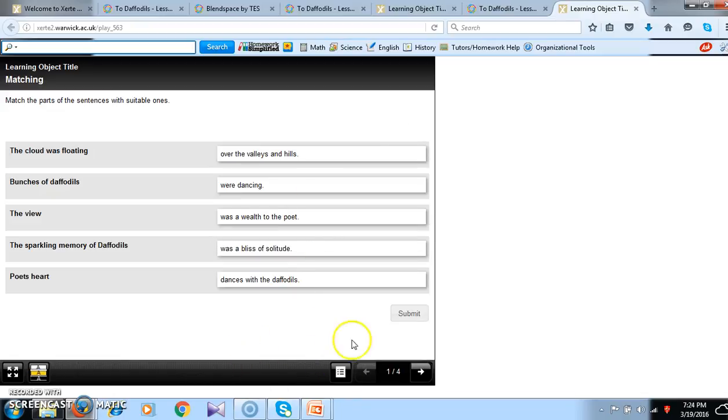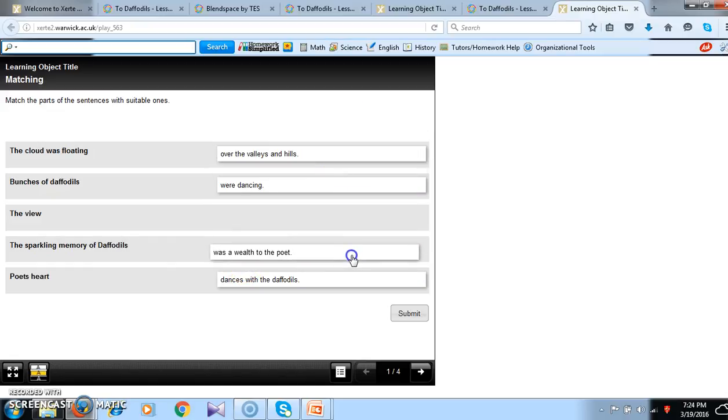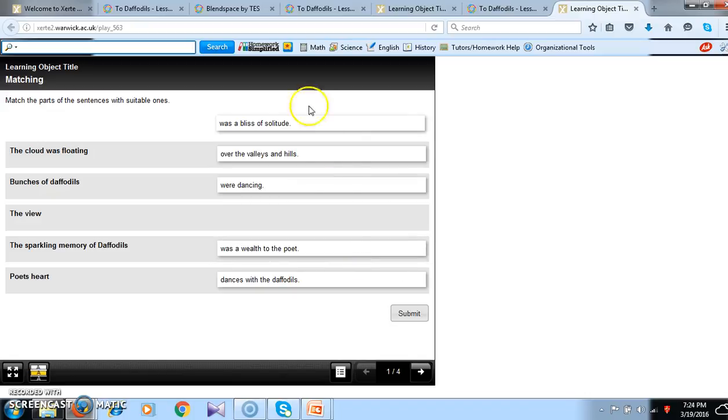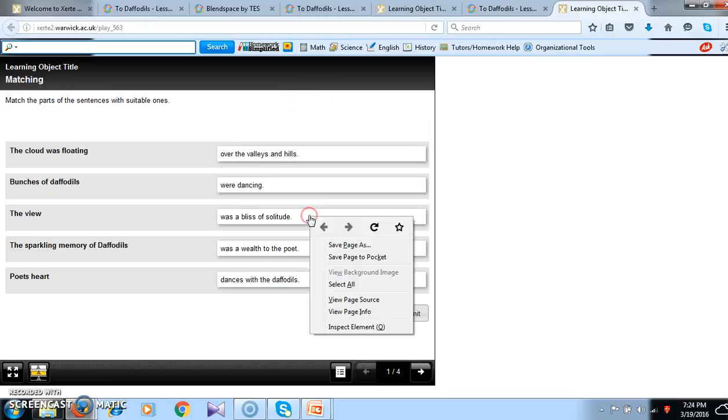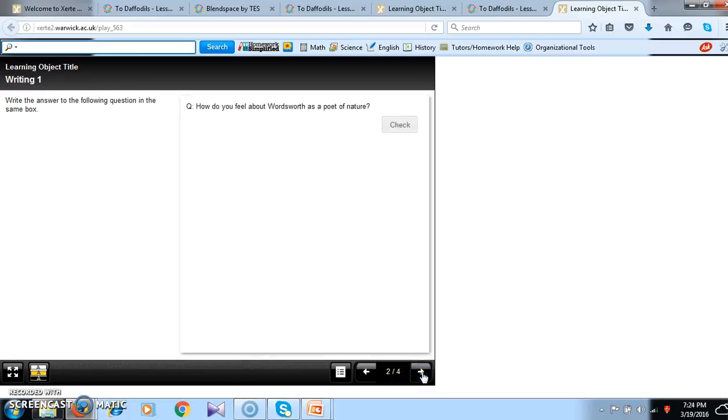So let us check. Let us submit. Oh. Two answers are wrong. Like the view was a bliss of solitude and the sparkling memory of daffodils was a wealth. So what was a wealth to the poet was the memory. He will keep it for long. And the view was a bliss of solitude. And if we submit, let us see. Wow. All are right answers. Very good. Now let us move to the next page.